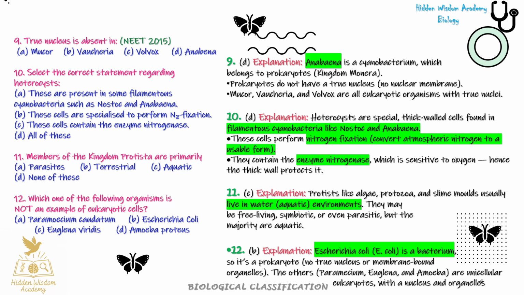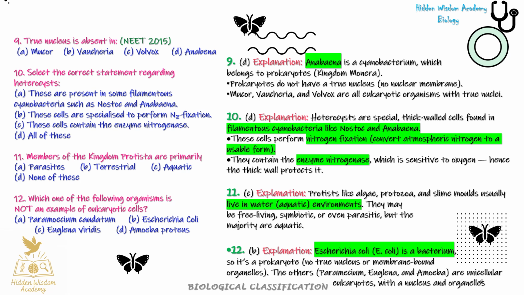Explanation: Heterocysts are special, thick-walled cells found in filamentous cyanobacteria like Nostoc and Anabaena. These cells perform nitrogen fixation, which converts atmospheric nitrogen to a usable form. They contain the enzyme nitrogenase, which is sensitive to oxygen. Hence the thick wall protects it. So, option D is the correct answer.